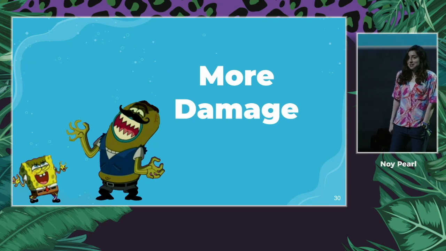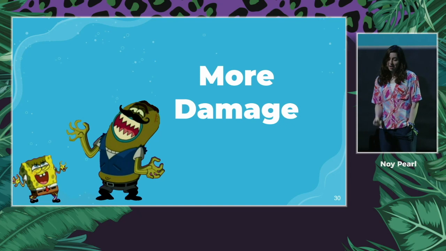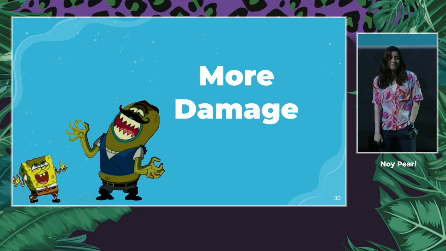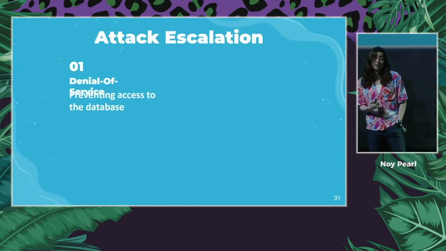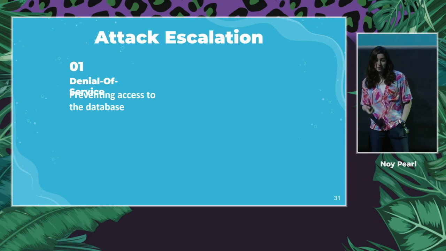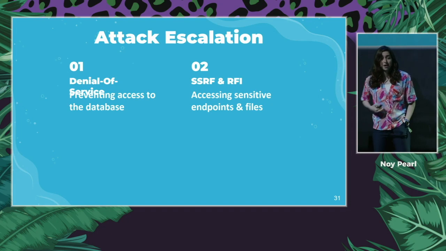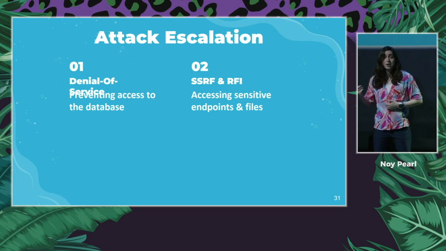But as I said in the beginning, we want to cause as many damage as we can during all this talk. And it's not enough for us to just destroy the database, to delete data. We want to do much more. So let's see what else we can do. We're going to escalate our attack and cause denial of service. We're going to prevent access to the database. We're going to perform SSRF and RFI. And I'm going to explain what it is when we reach those sites. But basically, we're going to access sensitive information, files, and leak data outside, and even access hidden endpoints.